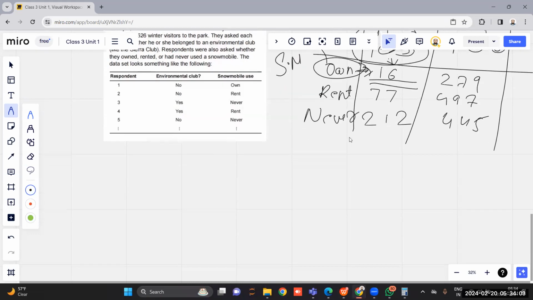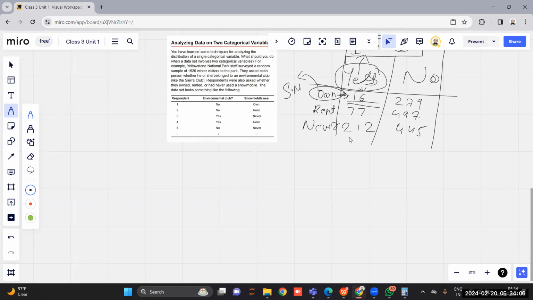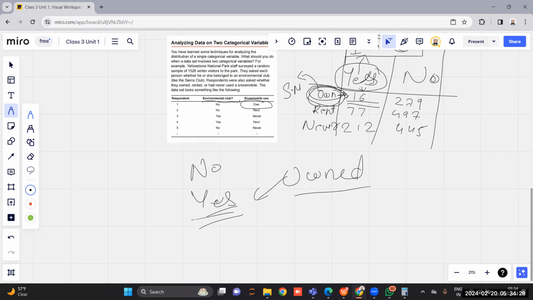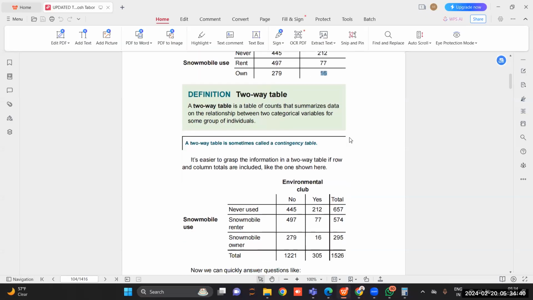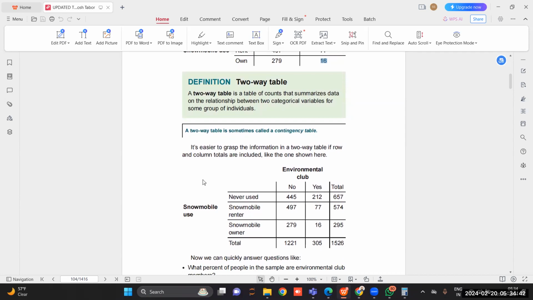So what was the general task in the table when the table was in front? We have to pick up one attribute of the snowmobile: owned, so I'll check owned. Now in owned, I'll see environmental club. There are two entries, no and yes. For owned, I'll check the yes one. The count when I checked, owned and yes, came to be 60. Did you understand how we count it in the table? So this is how a two-way table is represented.